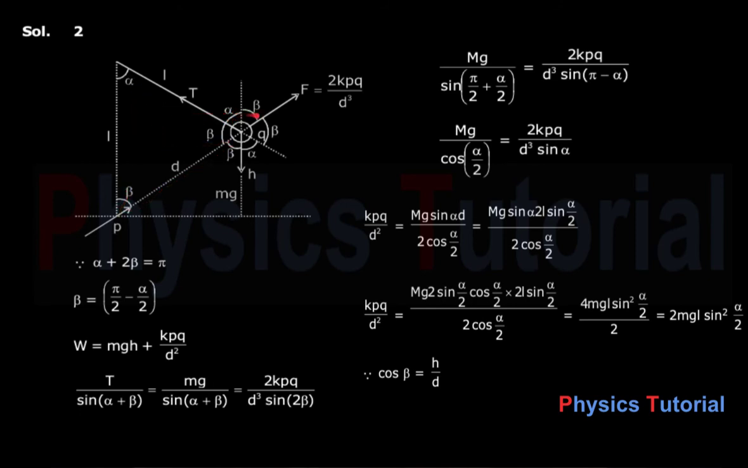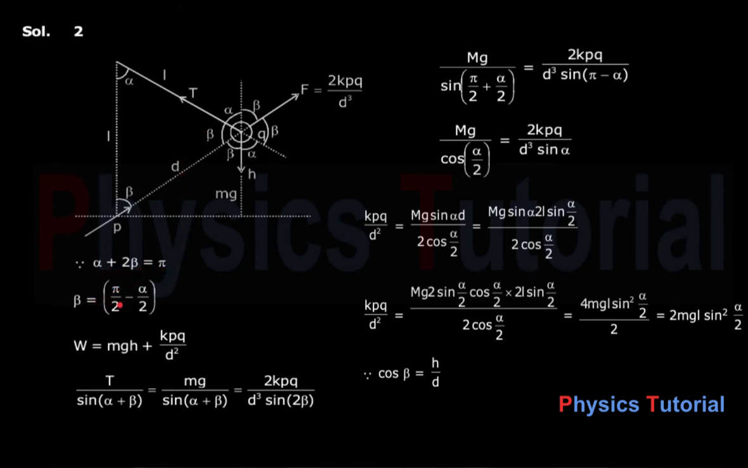The exterior angle is equal to the sum of the two interior angles, so this is alpha plus beta, and this is also beta. As this is an isosceles triangle, with sides L, so alpha plus 2 beta is pi.